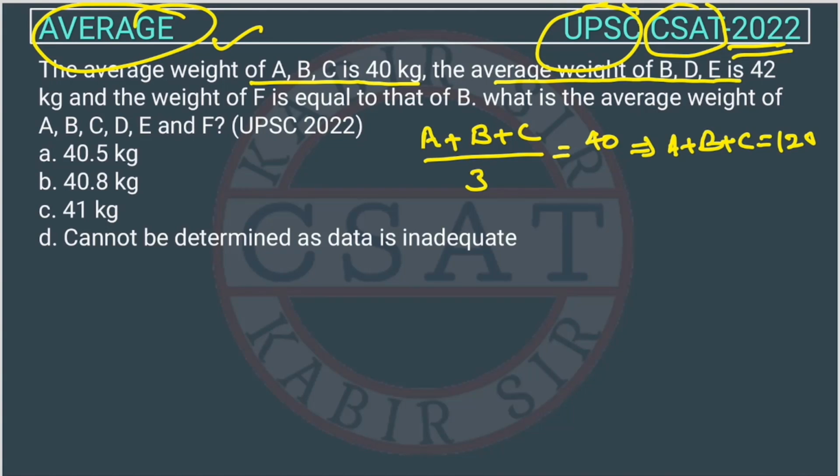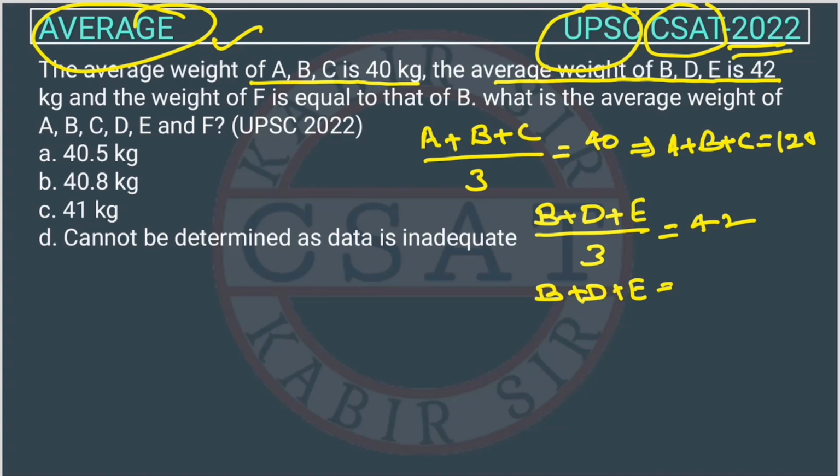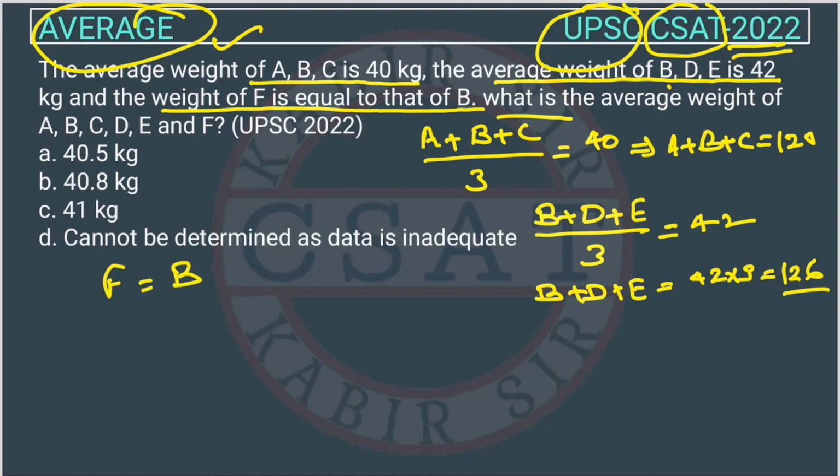The average weight of B, D, E is 42. B plus D plus E, this is the formula of average, right? This is given as 42. So B plus D plus E will be equal to 42 into 3, which is 126, right? Now one more thing is given, that the weight of F is equal to B. What is the average weight of A, B, C, D, E, F?